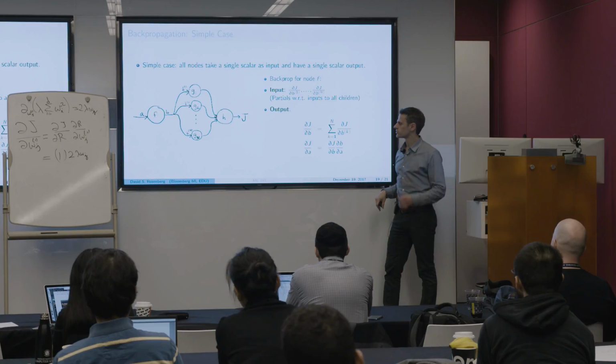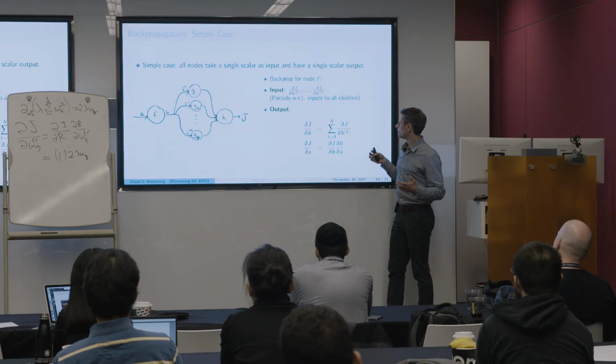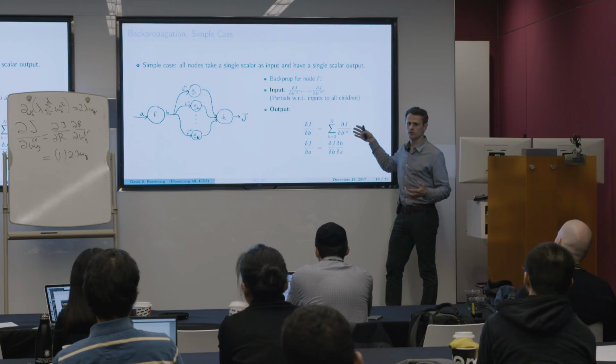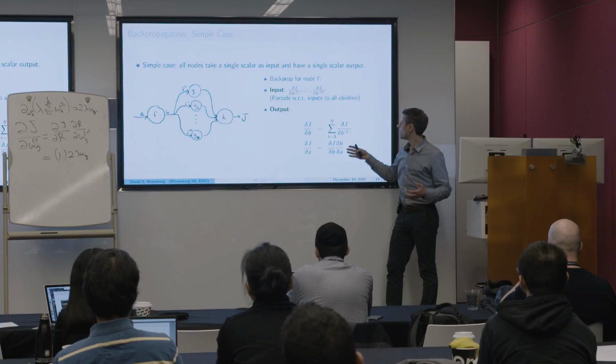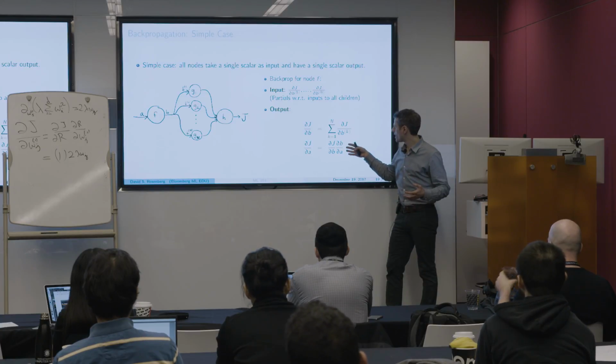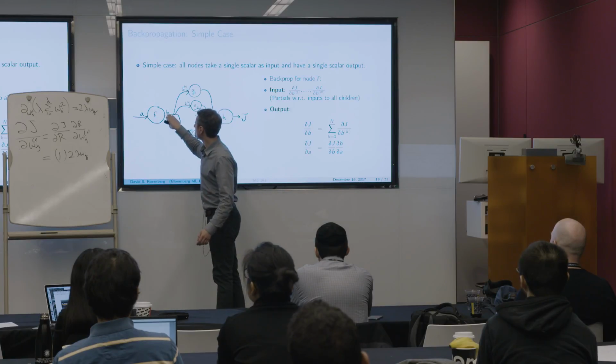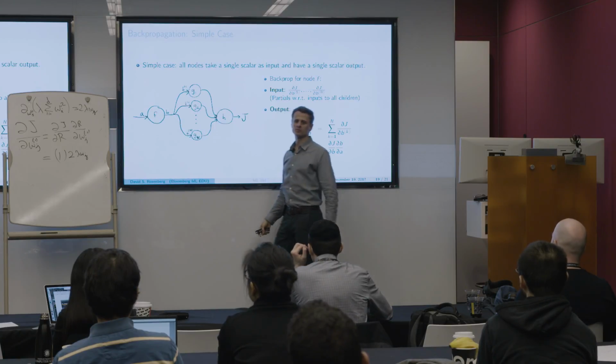So the partial of J with respect to a is J with respect to b times b with respect to a. Straightforward. So when you call backward on a node, it's going to pull in all the derivatives from its children, add them together, and then combine that with the local derivative. You can think of the local derivative as the derivative of b with respect to a, the output with respect to the input.